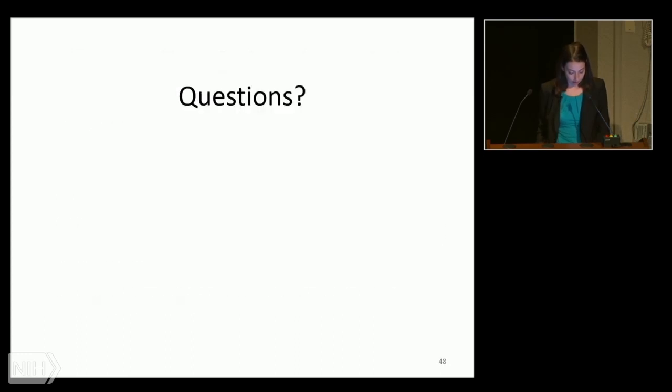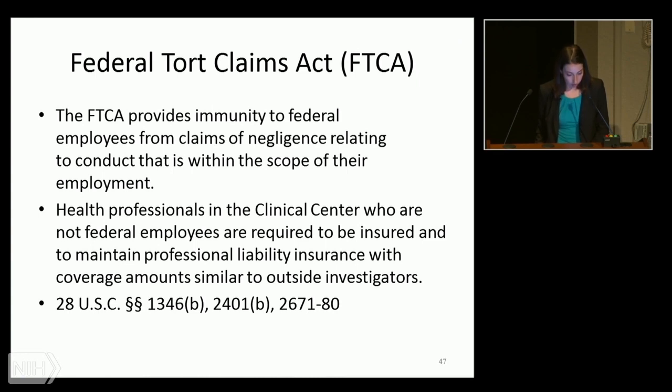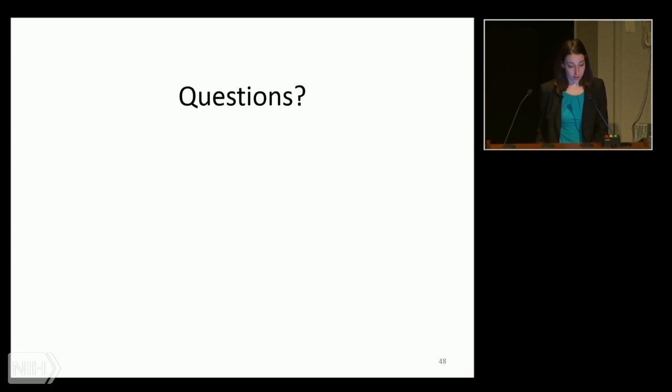And I should note, I'm sorry, it's on the slide, that healthcare professionals, for example, at the clinical center who are not federal employees, are required to maintain professional liability insurance, for the reason that the FTCA covers employees. And that is all I have for you today that I was planning on discussing.